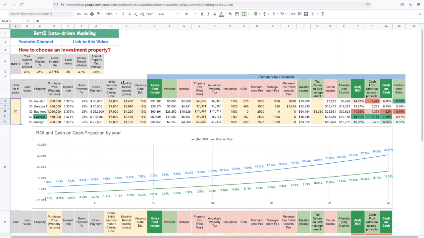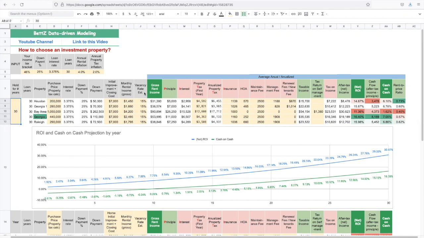And then the monthly rental income. You can get an estimation from Zillow or Rentometer. The next one is vacancy rate estimation. This is an interesting one and a hard one. It has so many factors.